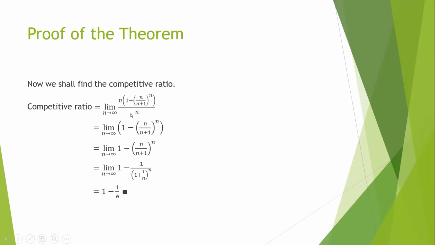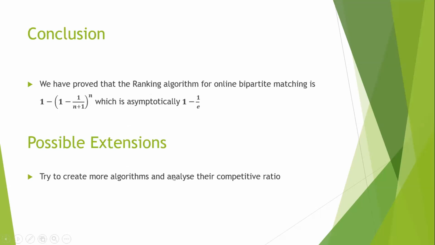The competitive ratio will be the limit of n times 1 minus n over n plus 1 to the power t to the power n, upon n, as n tends to infinity. This is equal to the limit of 1 minus n over n plus 1 to the power n as n tends to infinity. Note that n over n plus 1 to the power n is the reciprocal of 1 plus 1 over n to the power n, which is equal to e as n tends to infinity. Thus, our competitive ratio is 1 minus 1 over e.